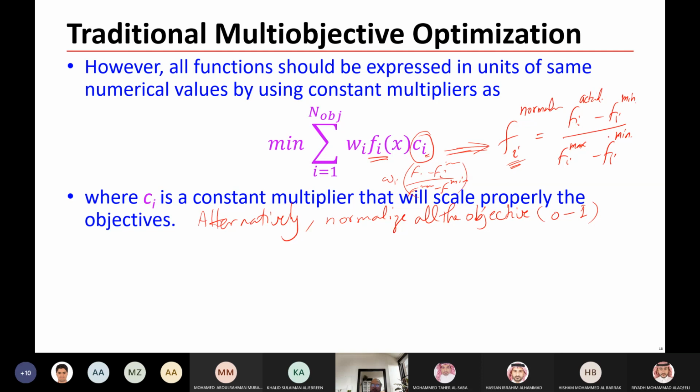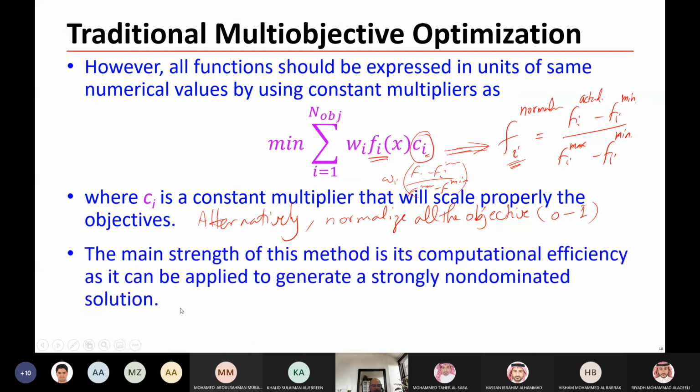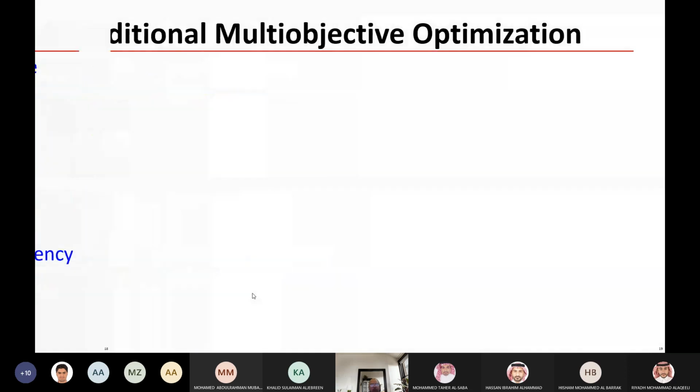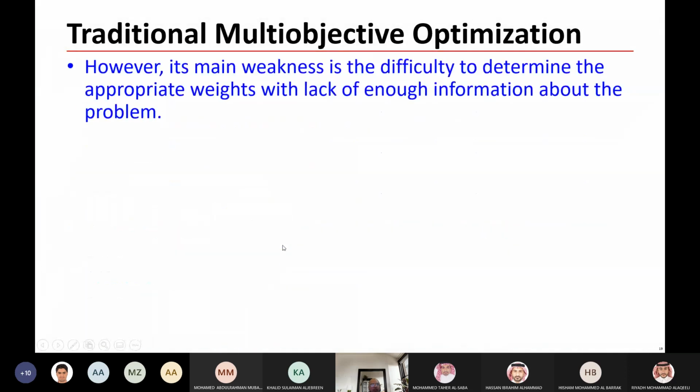So this is the summation here. So this can be done. The main strength of this method is its computational efficiency. You have a single objective, so you are going smoothly with any technique, traditional techniques or single objective techniques, genetic algorithm, differential evolution, or whatever. So you can proceed smoothly.